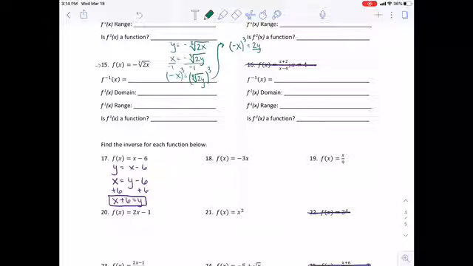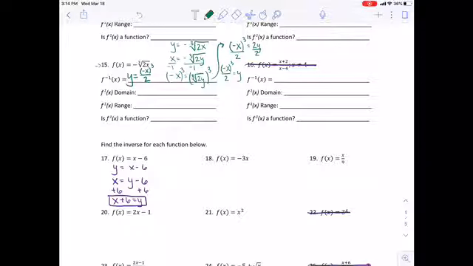Now I'm ready to get the y alone. So I'm going to divide on both sides by 2, which will give me that negative x to the third power over 2 equals y. The y is now alone, so I know then that my inverse function is negative x to the third power over 2.